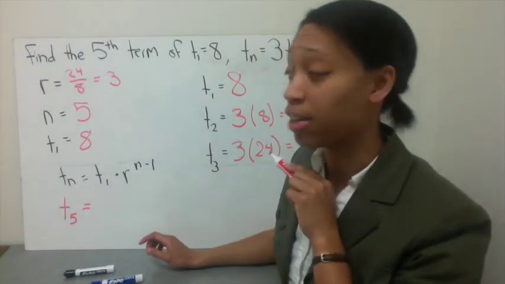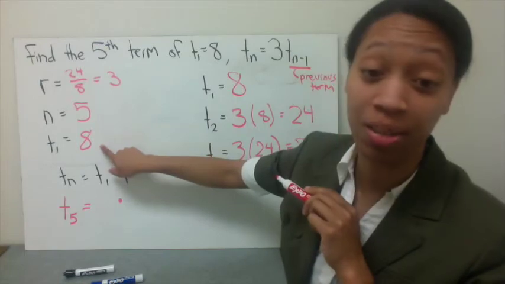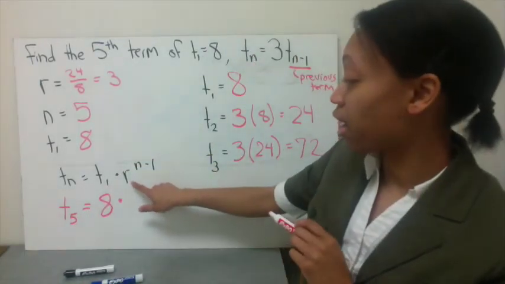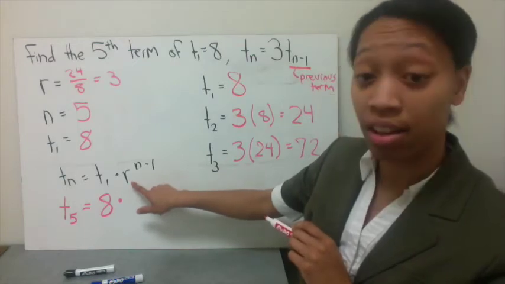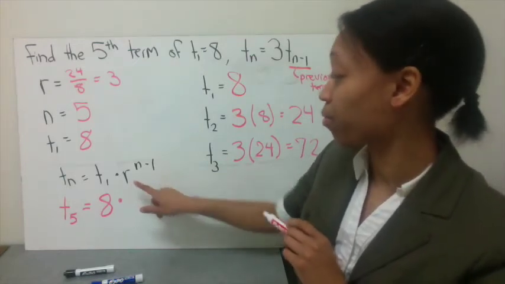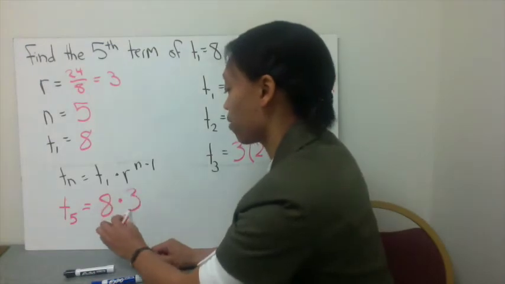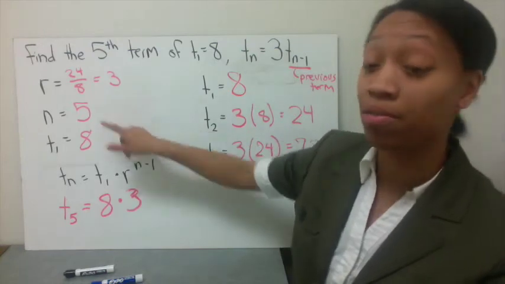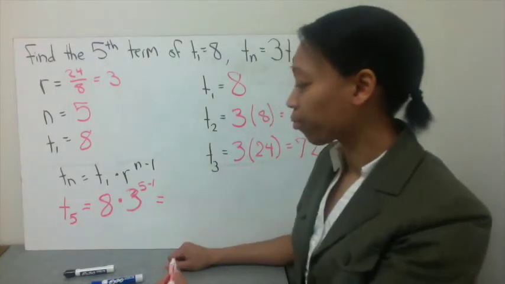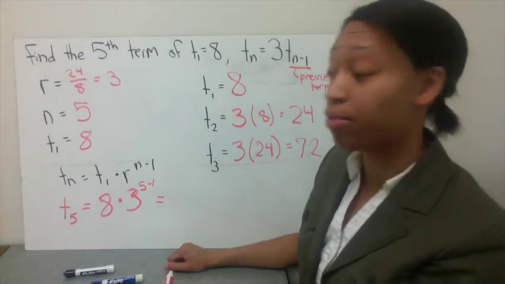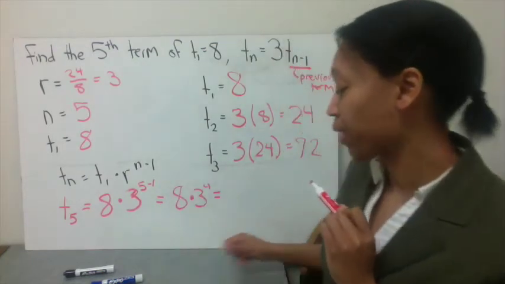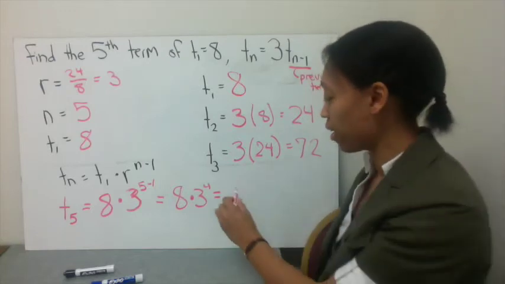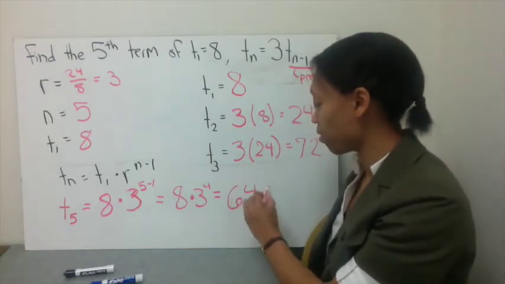So t of 5 equals the first term. The first term, t1, is 8, isn't it? Times the common ratio, which is 3. And 3 is raised to the power of n minus 1. That's going to be 5 minus 1. So we have 8 times 3 to the 4. Okay, and 8 times 3 to the 4, I can use my calculator for that, and I get 648.